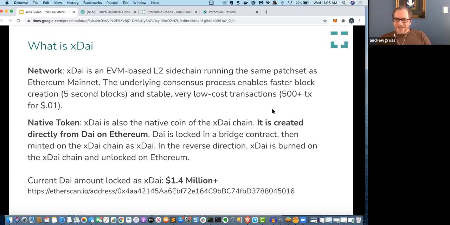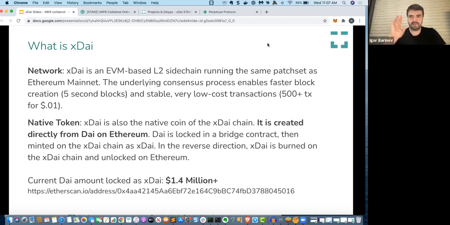Besides being a network, xDAI is also the currency of the network. And as you know, it is created from DAI. So without DAI, there is no xDAI currently. Basically, the process is that DAI is locked in a contract, and it is then minted on the xDAI chain and used on xDAI, and if we want to bridge it back to Ethereum, we use the bridge to move it back onto the Ethereum mainnet, and it's burned on the xDAI chain. So essentially when you... Andrew, can you quickly explain what the same patch set is for us mortals? Sure. Igor?